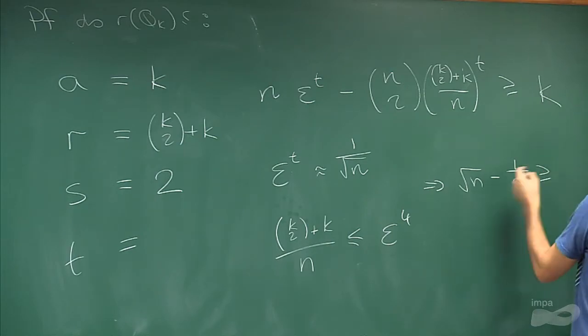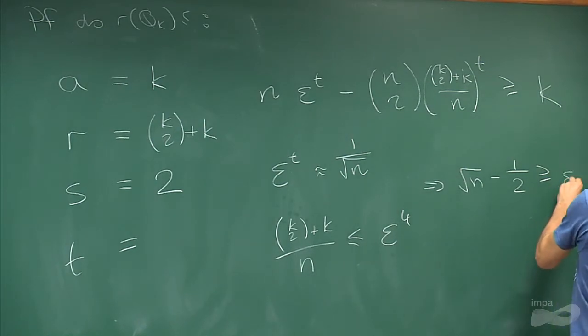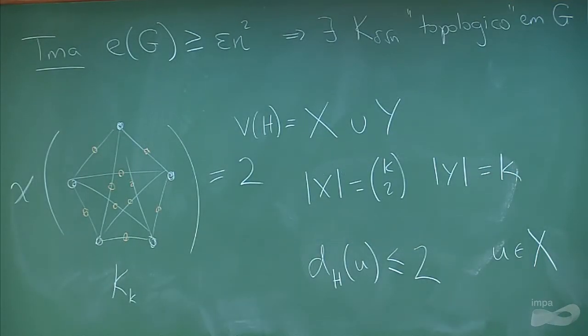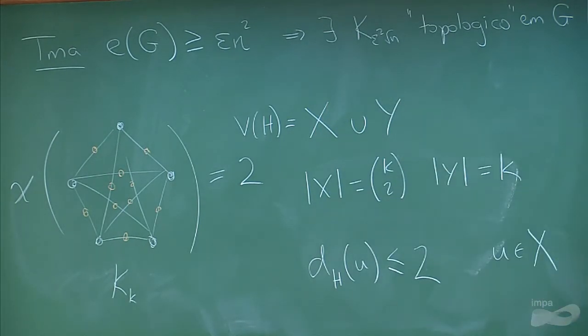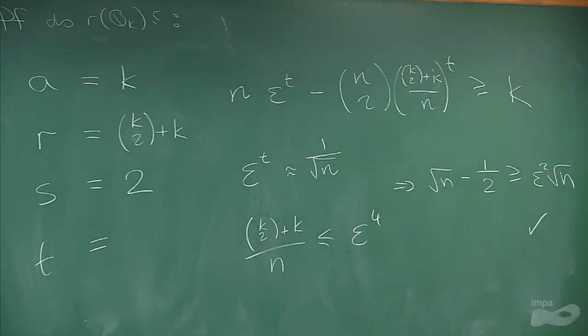It should be at least k. k here is roughly what? It's like epsilon squared root n, which is true. So we proved epsilon squared root n. Okay? As you can see, this method does a whole bunch of different stuff. Whenever you want to look for some kind of subgraph, whether it's a small subgraph or a huge subgraph, it's an incredibly useful technique.